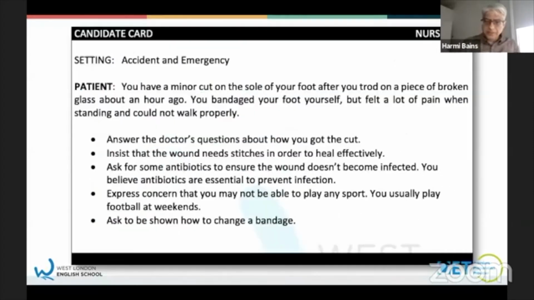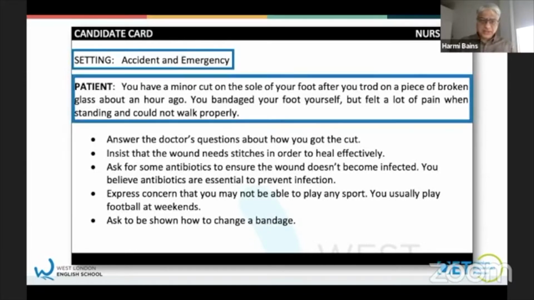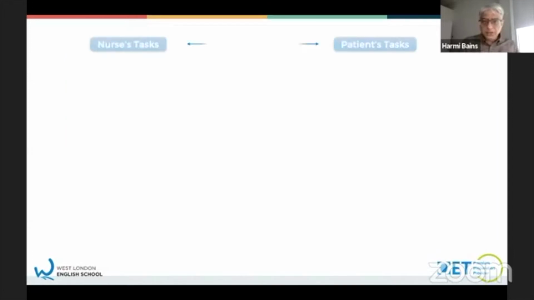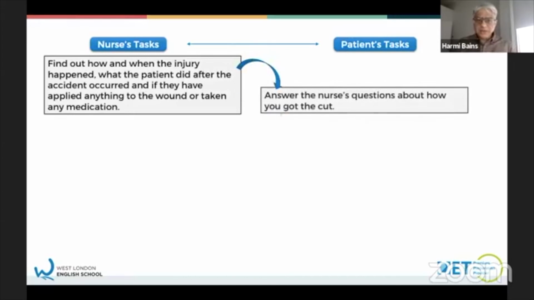Okay, the interlocutor, remember they're not an examiner. The interlocutor also has a task. This is their card. It's very similar, it tells them the setting. They also have background information as well, and they have tasks to complete as well. So essentially, the way these role plays have been written are for you to create a dialogue. You have your task and the patient has their task, and you make a conversation together.